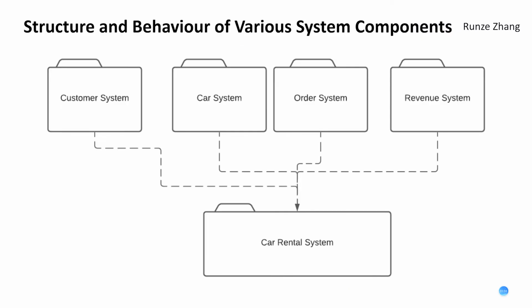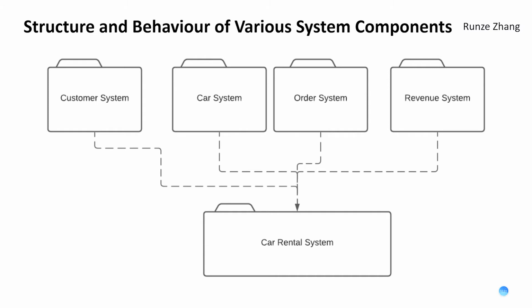Now I'm going to talk about the structure and behavior of our system components. First is the order system. We want to provide easy management of the rental process, such as keeping the rental book, renting a car, and returning the car. Second is the car system that manages cars, such as keeping the car list, adding new cars, and removing existing cars. Each car will have its unique ID, and we also record the prices, levels, brands, and so on.